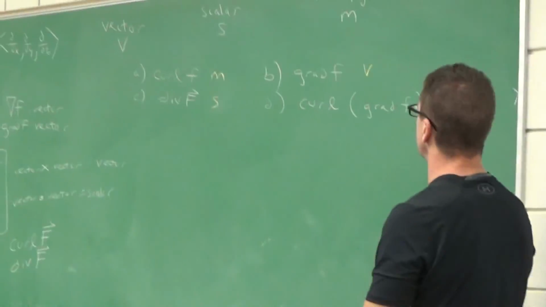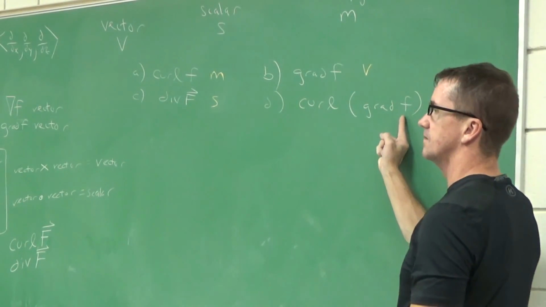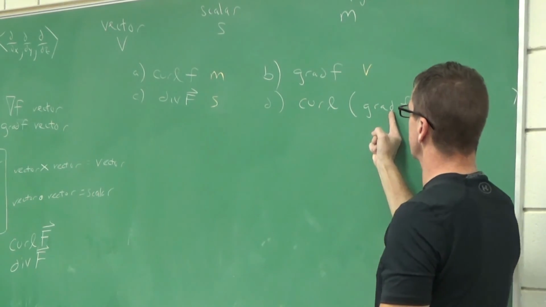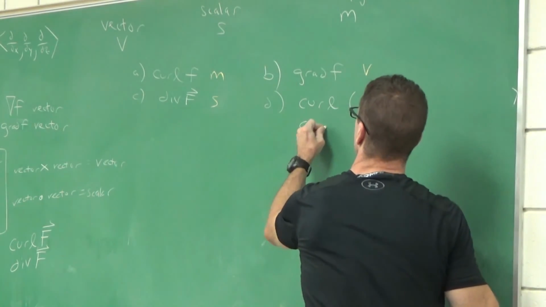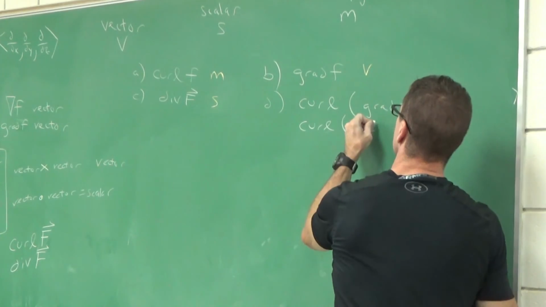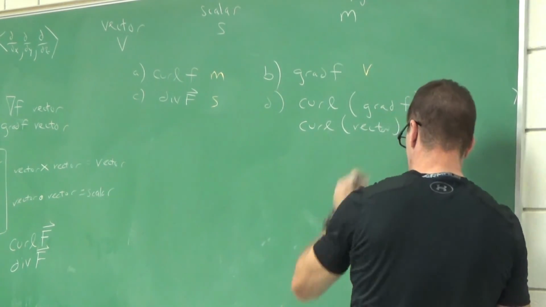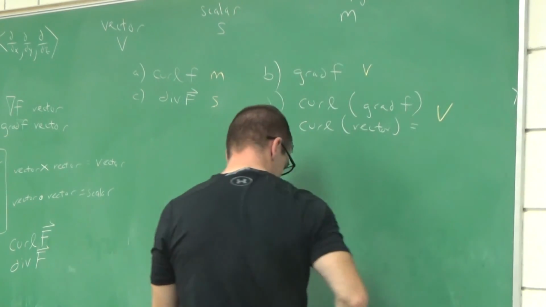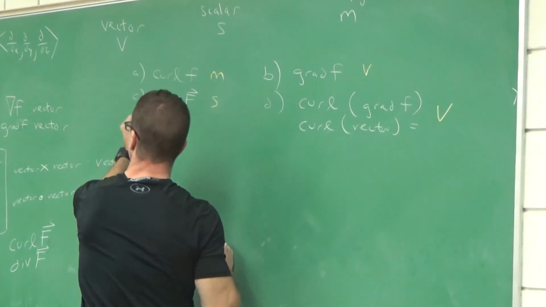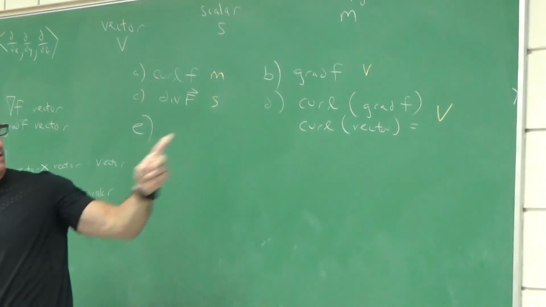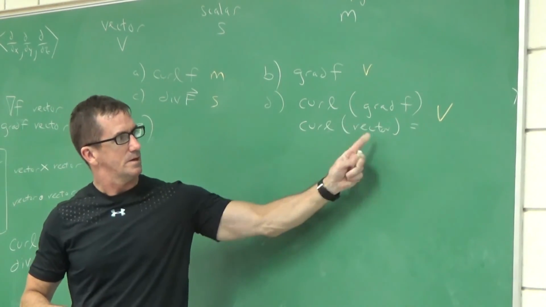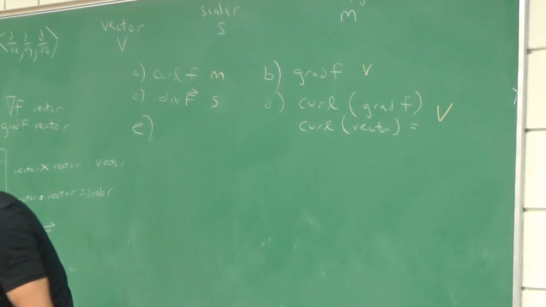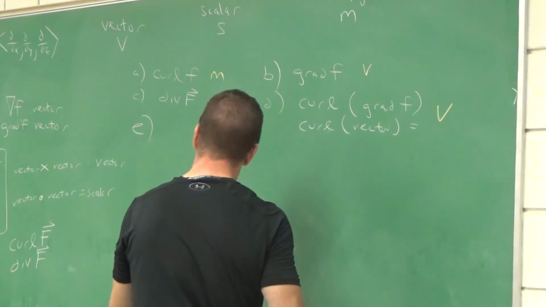Curl, parentheses, grad, lowercase f. Gradient of a function. It's a vector. That's a vector. What's curl of a vector? Vector. Meaningless, vector, scalar, vector. And you're fine, good job. Everyone okay with that? Curl of a vector is a vector. That's a vector. This one concerns me.